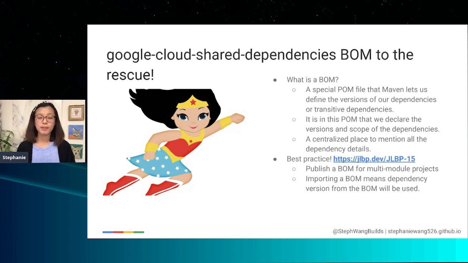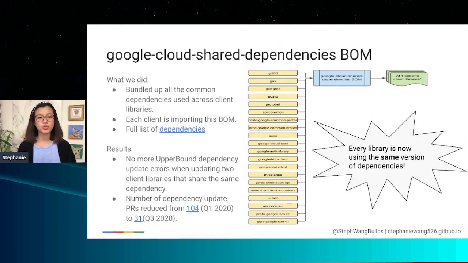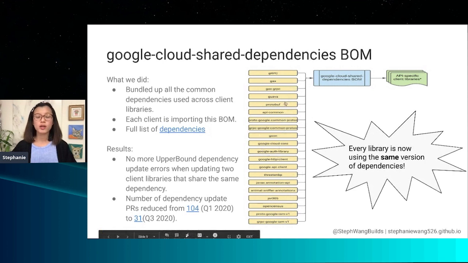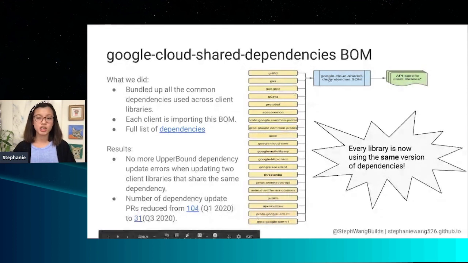Importing this BOM basically means that dependency versions from this BOM will be used in your project. So it really is a very convenient and great way for us to manage our dependencies across the board. What we did was bundle up all the common dependencies used across all our client libraries. These dependencies included things like gRPC, GAX gRPC, Guava, protobuf, API common, etc. We did the research to figure out what these common dependencies are, and then we put all of them into the Google Cloud Shared Dependencies BOM.